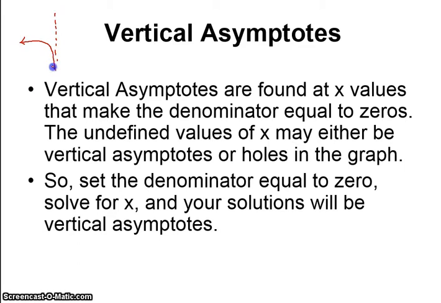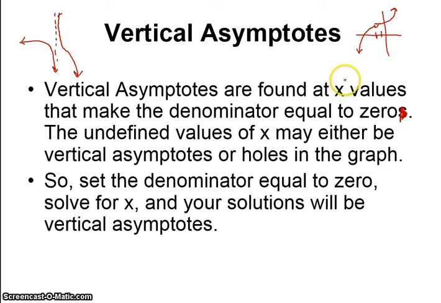It could be something like this. Who knows? Something where it's not crossing that dotted line though. They're found at x values that make the denominator equal to 0. Not zeros. The undefined values for x may either be vertical asymptotes or sometimes they're just holes. So sometimes you may think you need a vertical asymptote at -2, but really it's just going to be a hole there where your graph's going to go like that and then kind of jut up. So do check your graph to decide if it's going to be an asymptote or a hole.